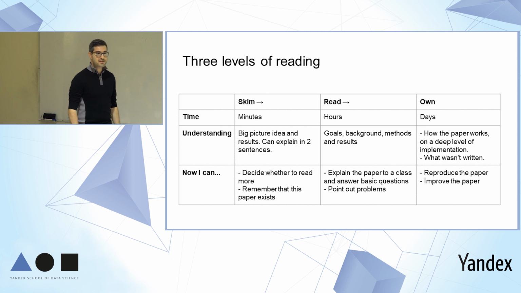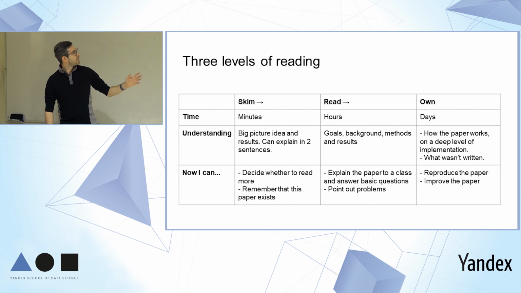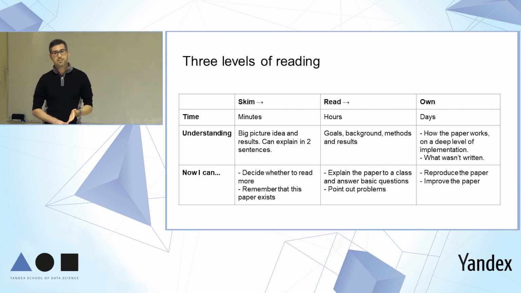So, the 3 levels of reading. I think of it in these terms. Basically, when you have a paper, you can skim it, you can read it, and you can own it. Right? And you can't do one without the other. It always goes in this direction.